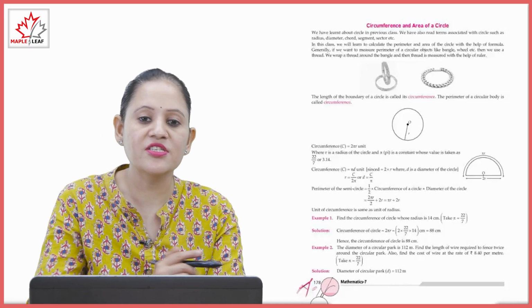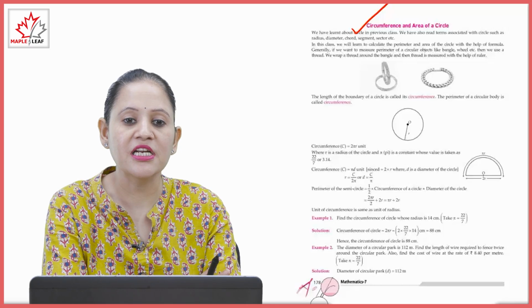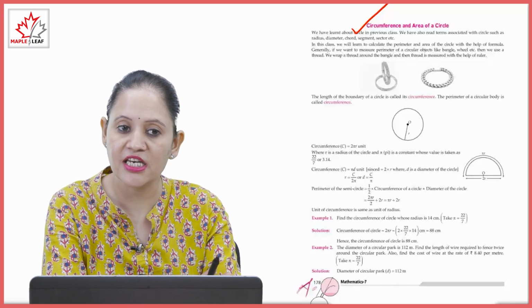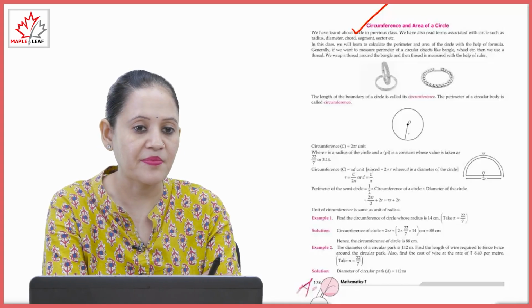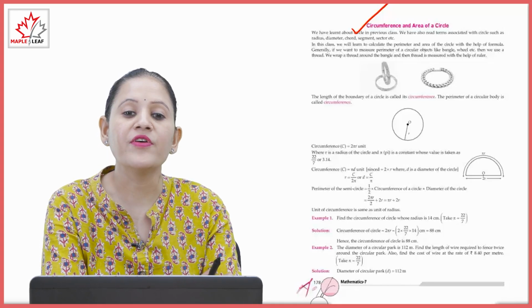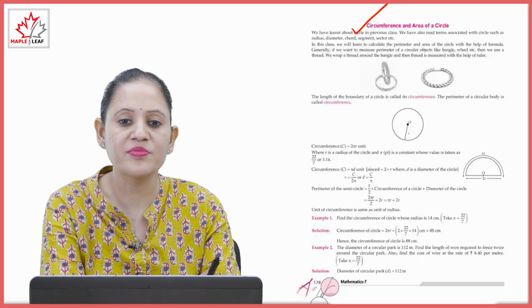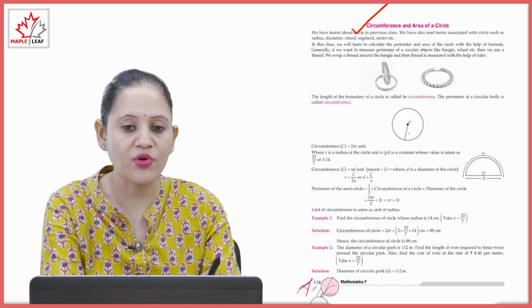Next is circumference and area of circle. We have learned about the circle in the previous class. We have also read terms associated with the circle such as radius, diameter, chord, segment, sector, etc. ये सब हमने previous class में पढ़ा है. In this class, we will learn to calculate the perimeter and area of the circle with the help of formula. Generally, if we want to measure the perimeter of circular objects like bangle, wheel, etc., then we use a thread. We wrap the thread around the bangle and then the thread is measured with the help of ruler.